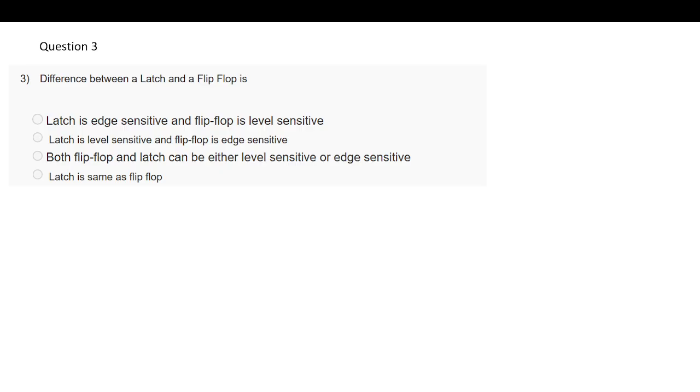Okay, next question, difference between latch and flip flop. So we know that latches are level sensitive and flip flops are edge sensitive. So latches are level sensitive and flip flops are edge sensitive.